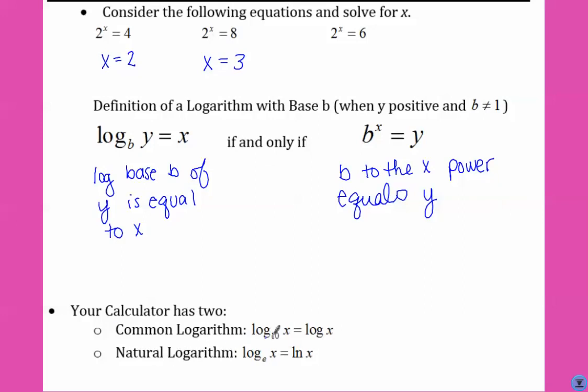Now, there's two logarithms that have buttons on our calculators. It's log base 10, which is the log button on your calculator. It's next to the 7, or right below the 7. And then log base e, which is Euler's number, we'll talk about that more in a later lesson, it looks like ln, it stands for natural log of x. That's also a button on your calculator.